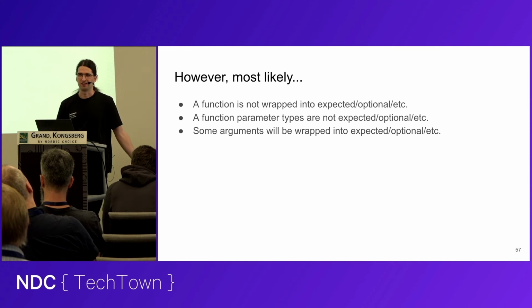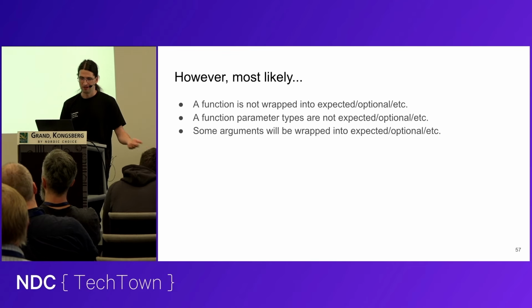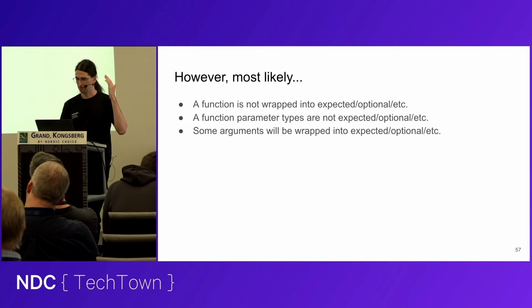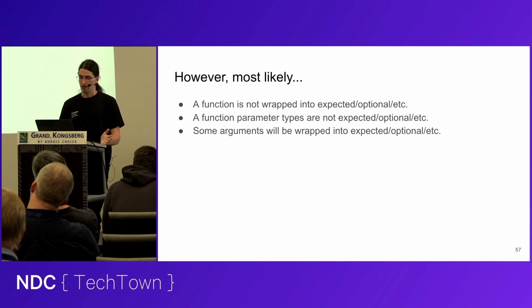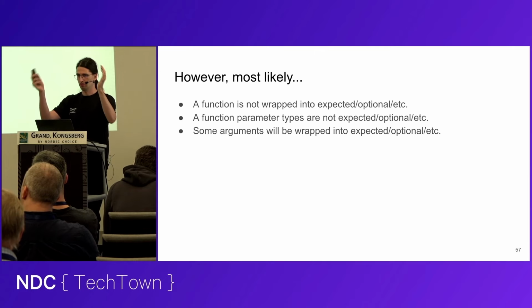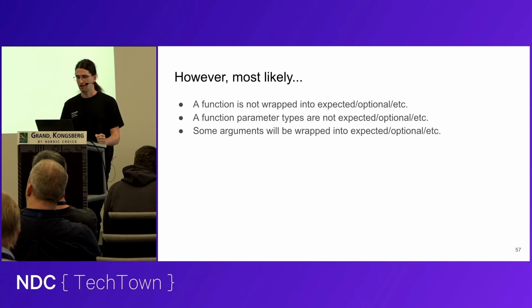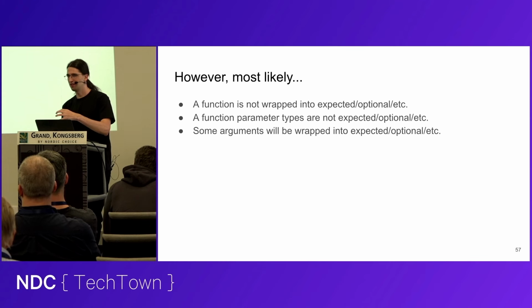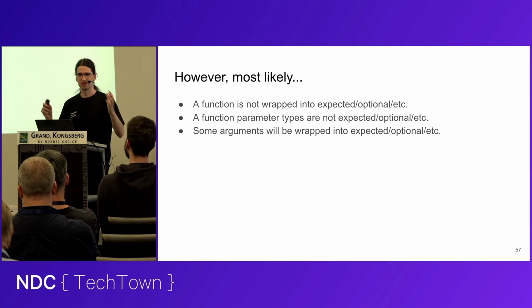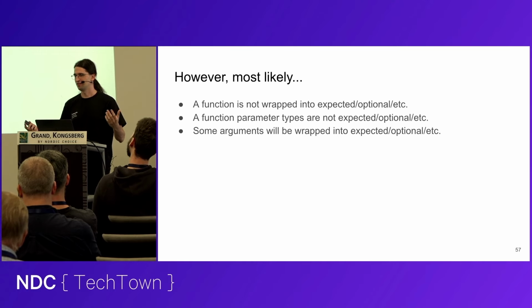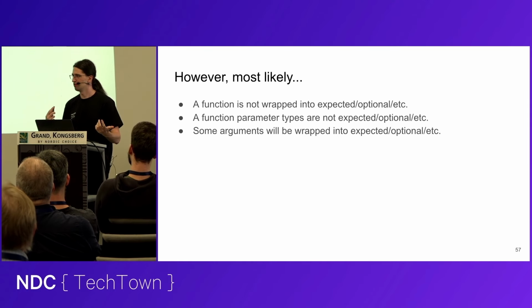However, and most likely in your code in a practical situation, the function you want to call is not wrapped into anything. It's just a function, a free function, a lambda, whatever. It's not expected, it's not optional. And the argument types you invoke this function with can be not expected, not optional. At the same time, some of the arguments can come from different places and can be wrapped into something, right? So it can be kind of impure in this sense. A mix of arguments, a mix of function you want to invoke.